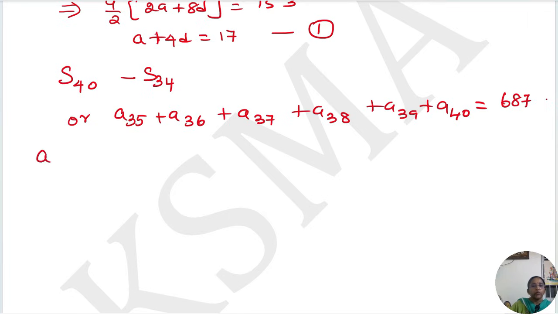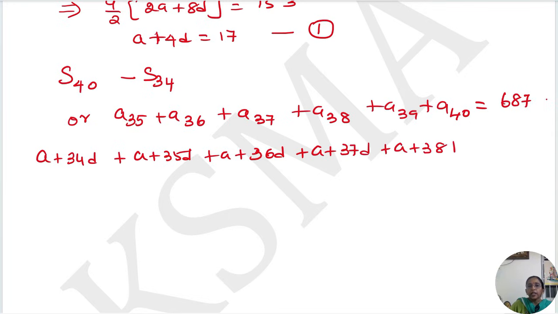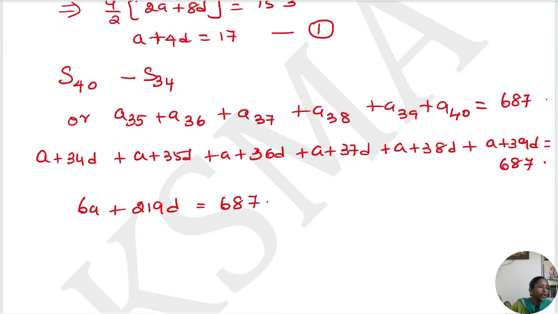Now expand all your values: a plus 34d, plus a plus 35d, a plus 36d, a plus 37d, a plus 38d and a plus 39d, which is equal to 687. Now combine all your a and d terms. So 6a plus 219d is equal to 687. On reduction, we get 2a plus 73d is equal to 229. So this is our equation number 2.